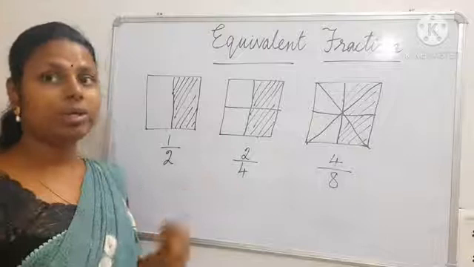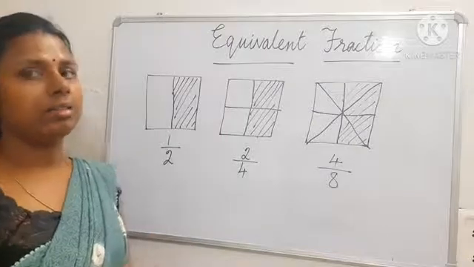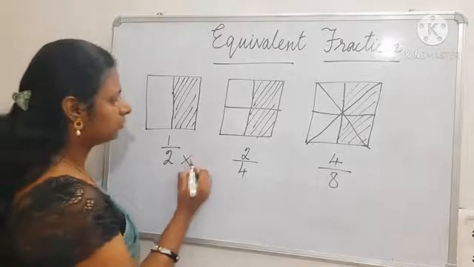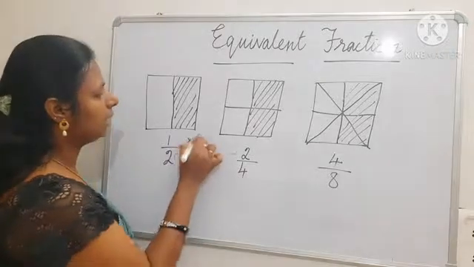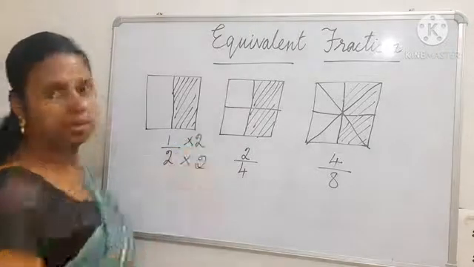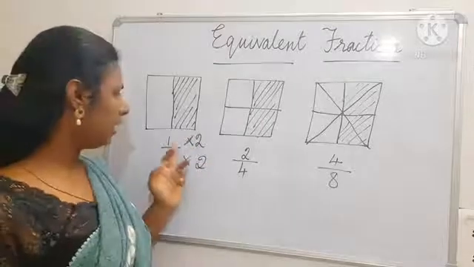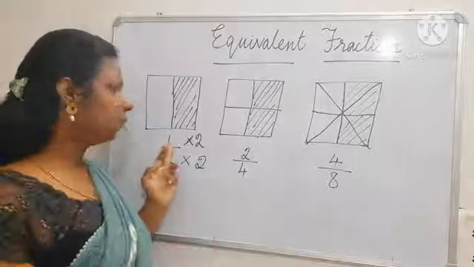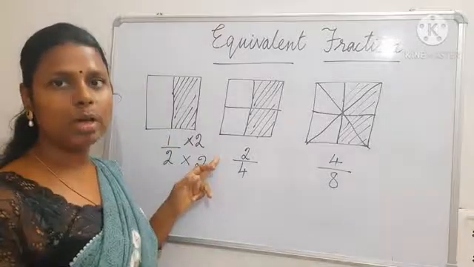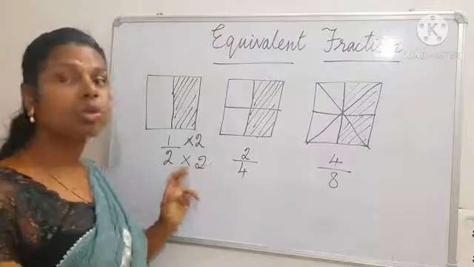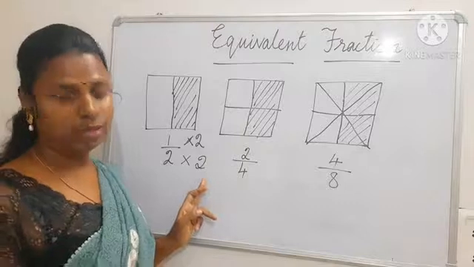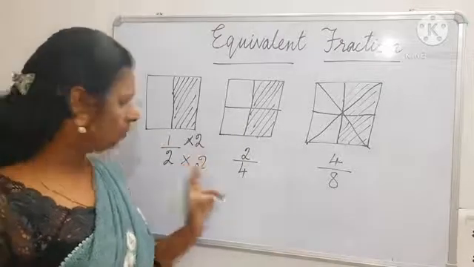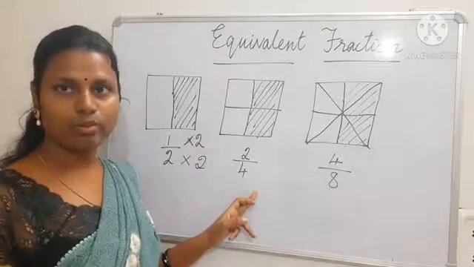But when you have to identify it, there are different methods. But see here, when you multiply by any number, now I have taken the simple number 2. So when I multiply the numerator by 2, I have to multiply the denominator also by 2. Then you get this fraction. 2 twos are 4.